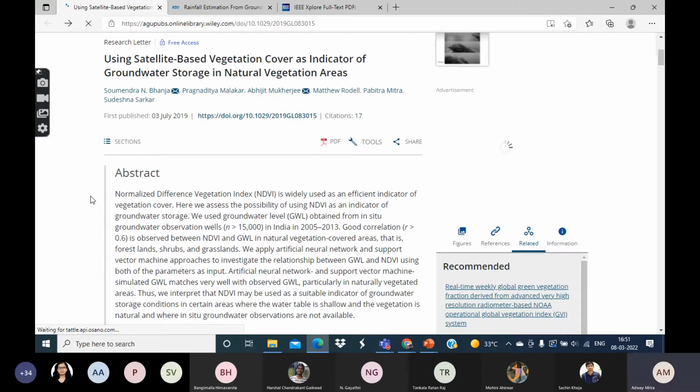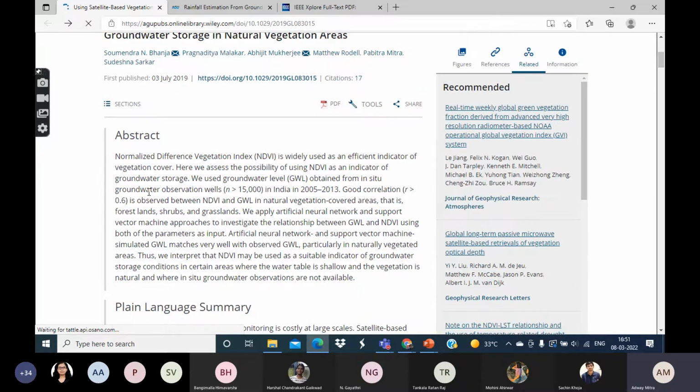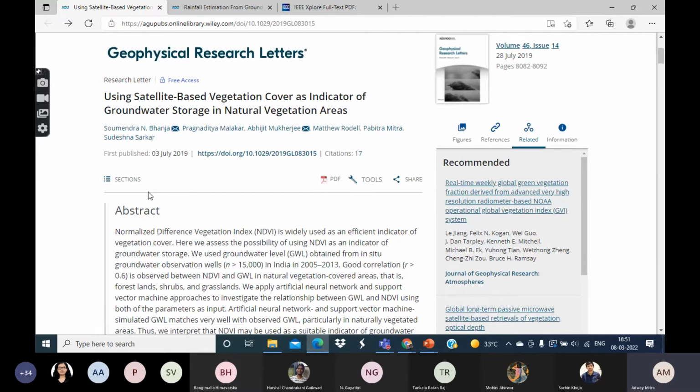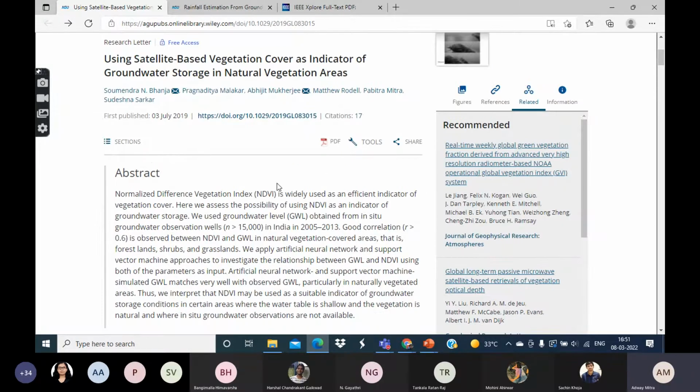Yeah, let's see this view. So first of all, what are these satellites? They are capable of measuring something known as an NDVI. This is called the normalized difference vegetation index. There is a particular formula for NDVI.